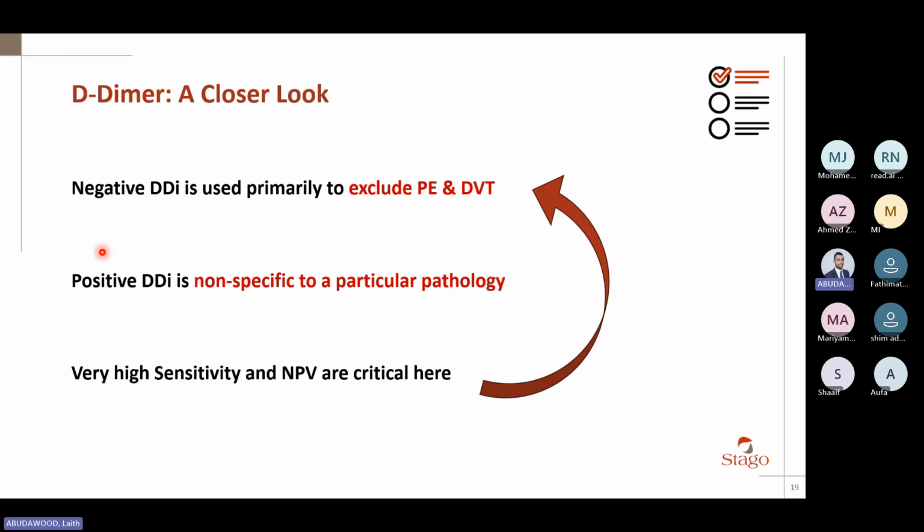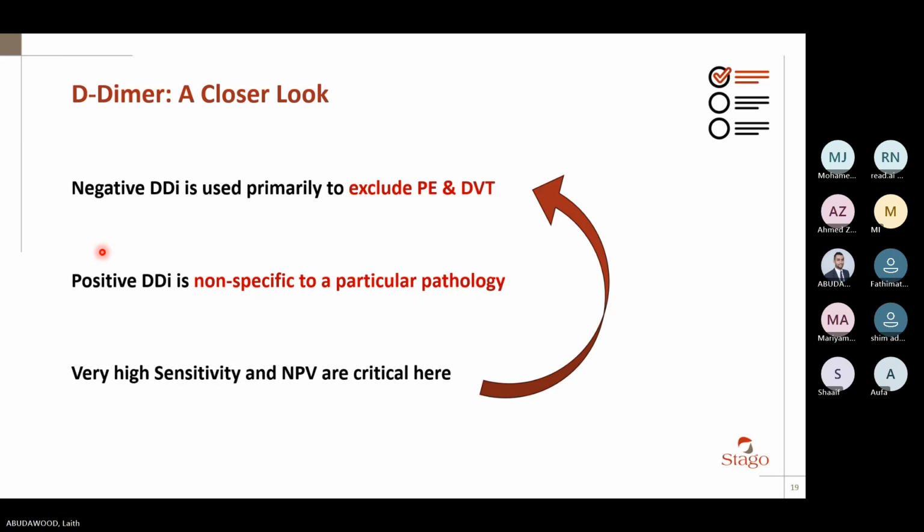When D-dimer is positive, this just tells you one simple thing, that there was a clot. What is the nature of the clot? What disease is causing this clot? We have no idea. We have to diagnose it using other means, because D-dimer just tells you there's a clot. It doesn't tell you the reason behind the clot. It doesn't tell you the diagnosis of the patient, just that there's a clot.